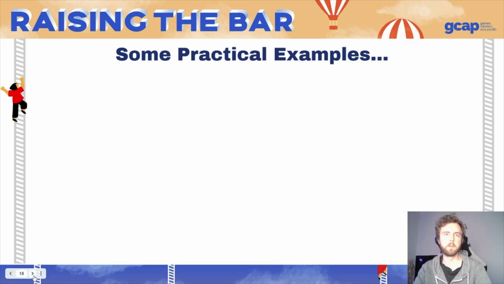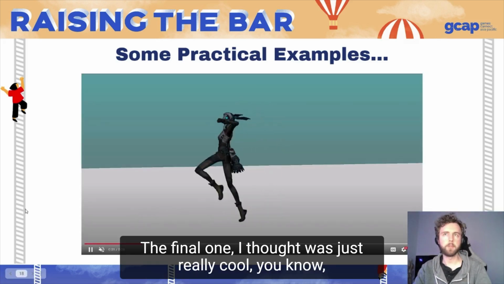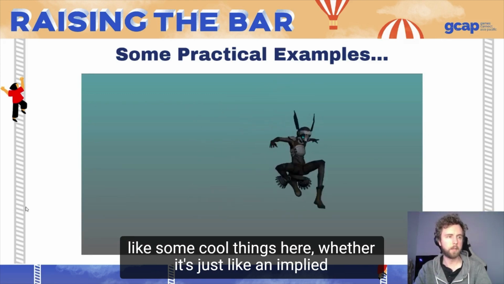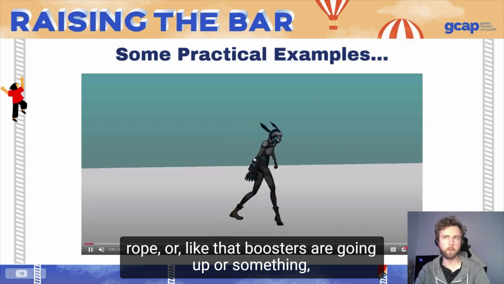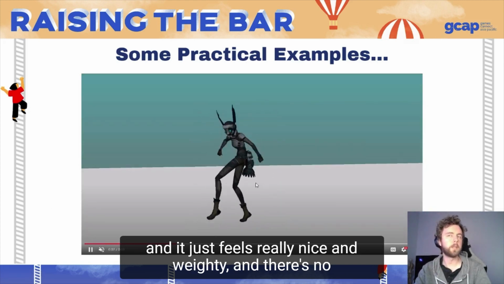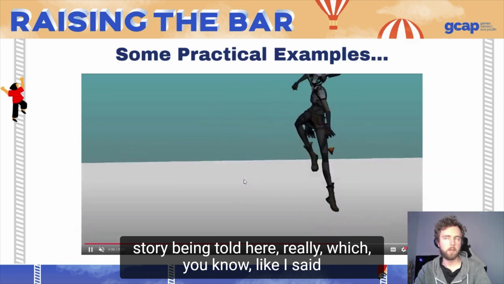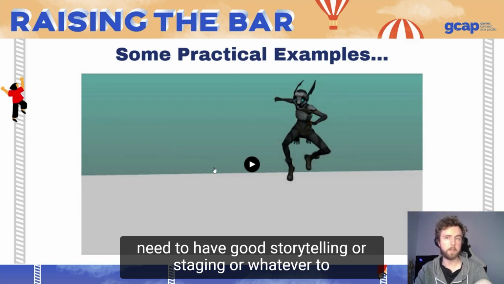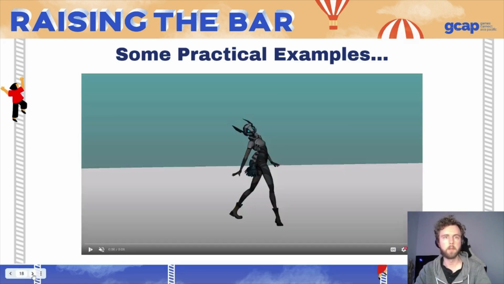Next. This final one I thought was just really cool. It's in blocking, so it's not a finished animation, but they're showing some cool things here, like an implied rope or their boosters going off or something. It feels really nice and weighty. There's no story being told here really, which, like I said earlier in the skill tree, you don't necessarily need good storytelling or staging to have nice animation. I think this is a prime example of that.